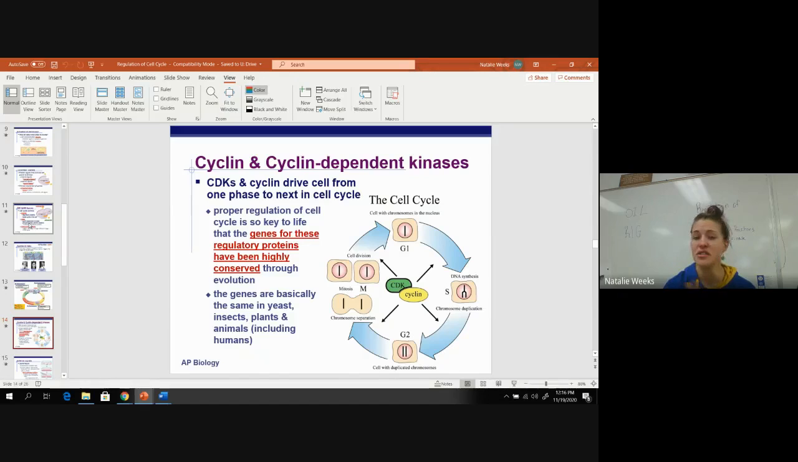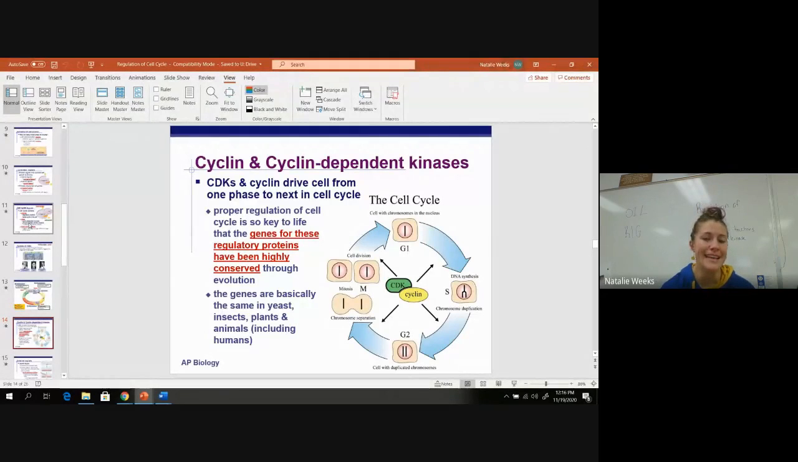So once again, these just drive the cell cycle from one phase to the next. And the genes for these proteins have been highly conserved. The genes for all of these kinases are really, really similar in bacteria and plants and yeast. And this is one of the reasons why they always say, oh, we can't cut down the rainforest because we might find the cure for cancer. All of these genes for those cyclins are very, very similar, whether you are a person or an oak tree, which is very cool.